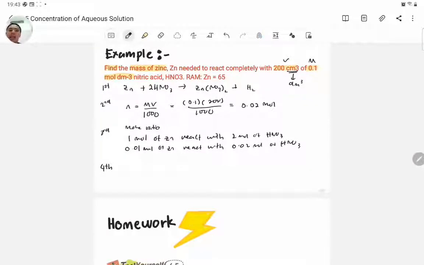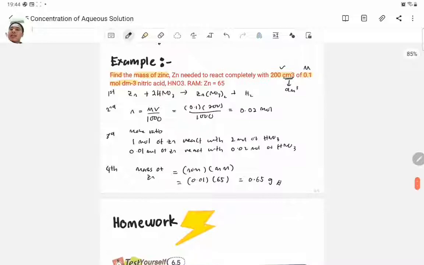For the fourth step, we calculate what we want to find, which is the mass of zinc. Mass of zinc equal to number of mole times molar mass. So 0.01 times 65, the answer you will get is 0.65 gram. So this is the final answer.